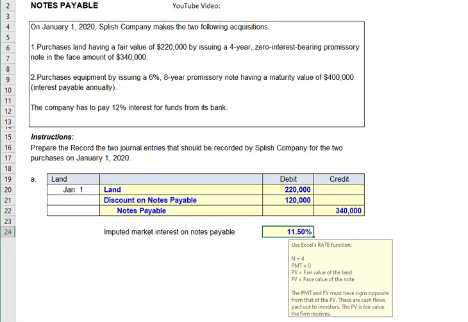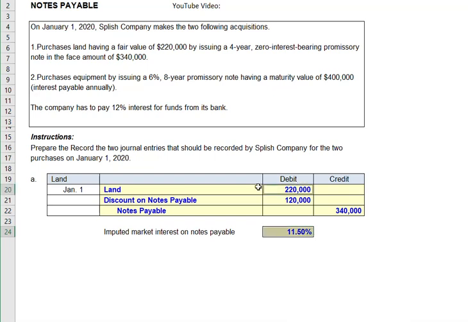We have 4 for the number of periods, 0 for the payment because we're not making any periodic coupon payments. The present value of the note is going to be the $220,000 fair value of the land. And then the future value will be the face value of the note, the $340,000. We want to be sure that the 220 and the 340 have opposite signs.